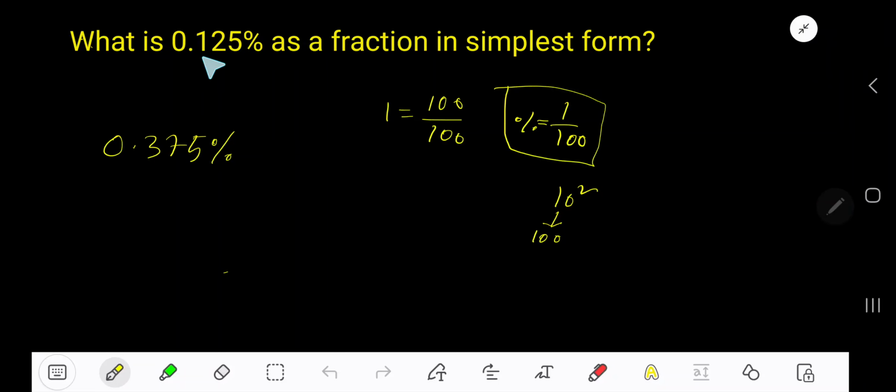What is 0.125% as a fraction in simplest form? Look, you can rewrite this 0.375 percent as 0.375 over 100.